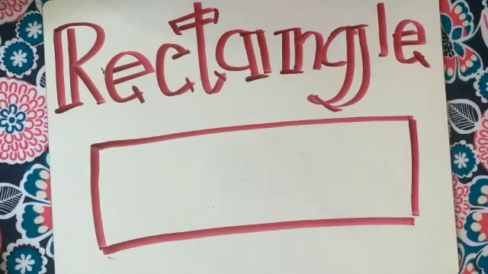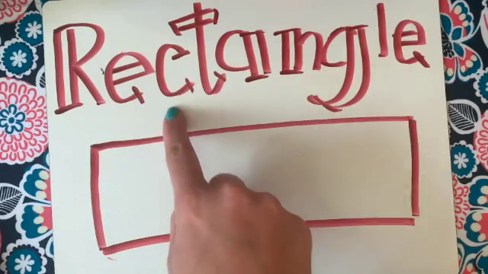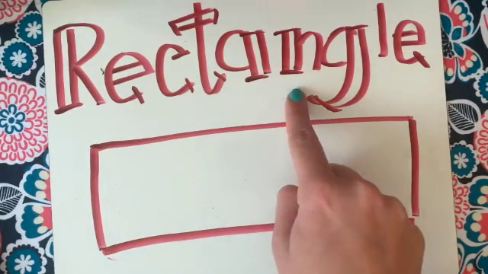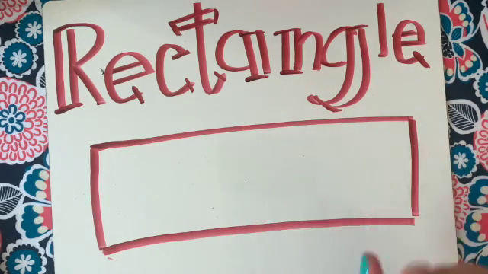Today we're going to be talking about a shape we have not yet discussed. We're going to be talking about the rectangle. Rectangle is spelled R-E-C-T-A-N-G-L-E. Rectangle. A rectangle is a shape with 4 sides and 4 corners.